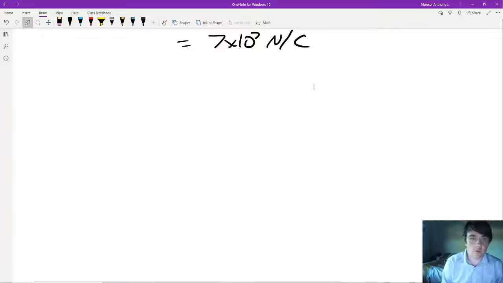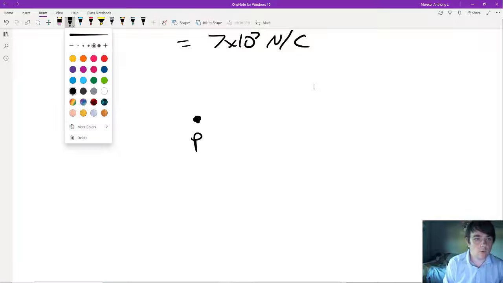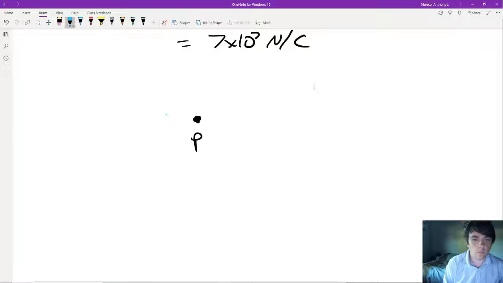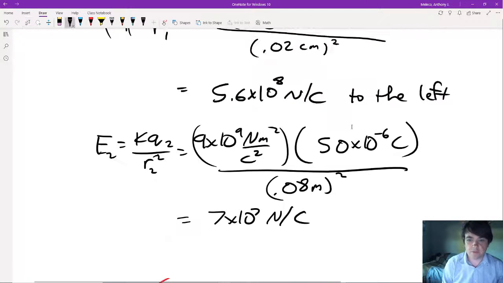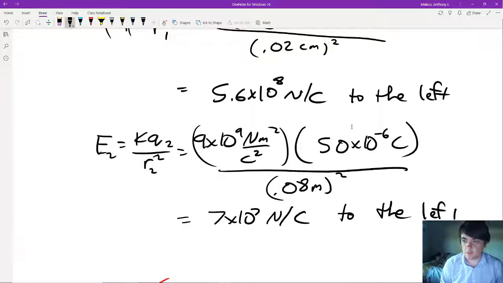So if you want the electric fields here, I'll just draw it. This is point P. We have the negative charge, which is pulling in, and we have the positive charge, which is also pushing in that direction, because it's radiating outwards. So this would be to the left.